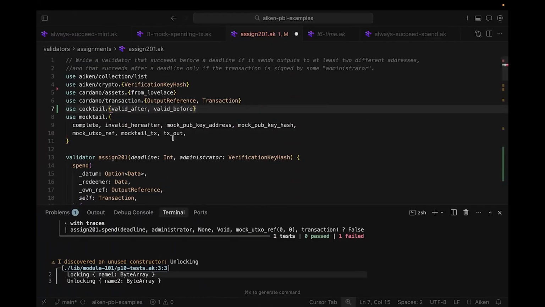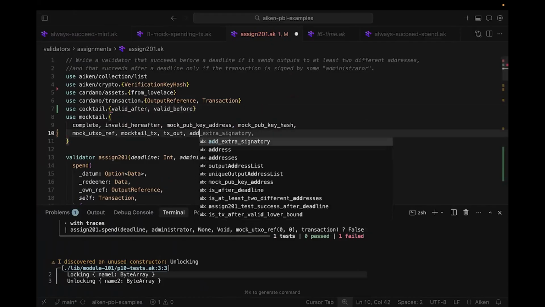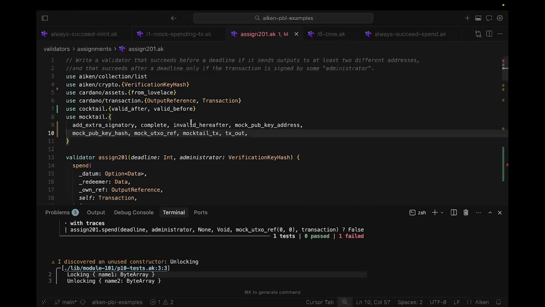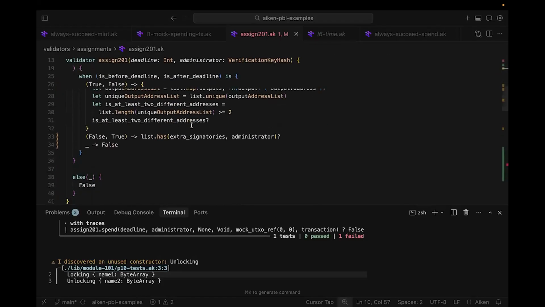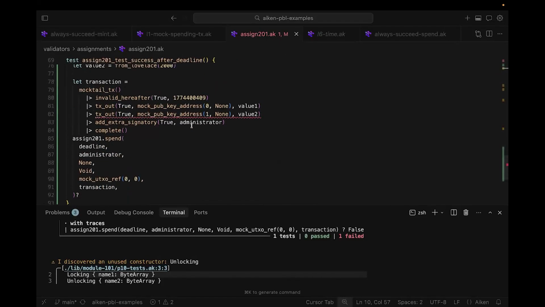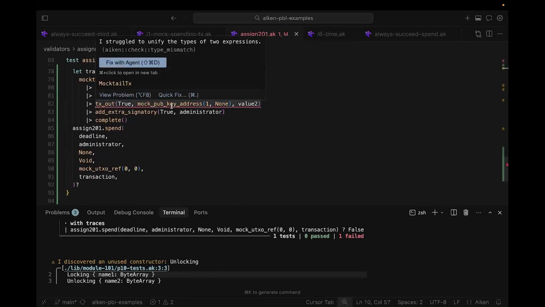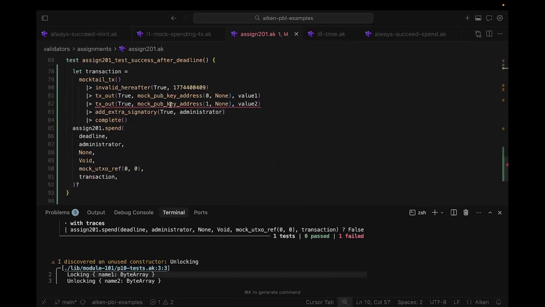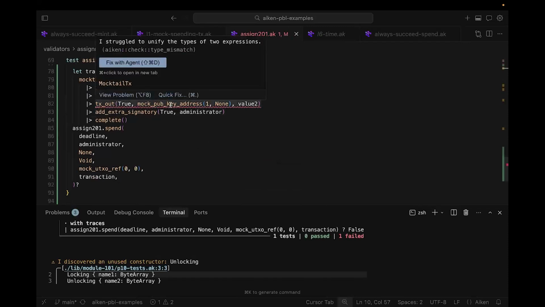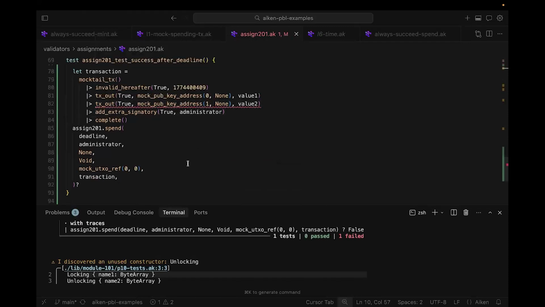Maybe it is here. Add extra signatory. Okay. What is this? Why is this going to be sketchy? One second. What is this? I struggle to unify the types sometimes. Sometimes it does it, sometimes it doesn't. Yeah.